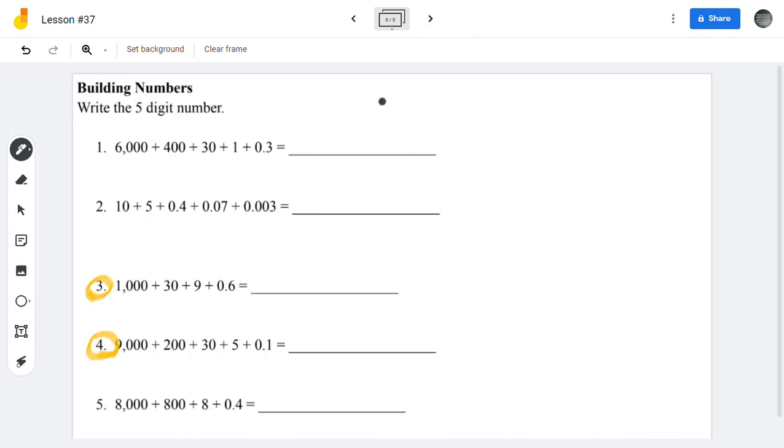Now the last section we're going to go over is combining numbers, and we're going to be writing the 5-digit numbers for number 3 and number 4. So there is a long way and a shortcut way for this, and I will go over both ways with these two problems that we have over here. So number 3 over here, we have 1,000 plus 30 plus 9 plus 0.6. Of course, I'm going to go the long way first.